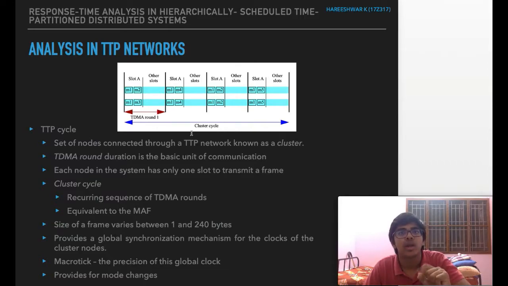Let's look at what a cluster cycle is. A cluster cycle is a recurring sequence of TDMA rounds, as you can see clearly from the image, and it is equal to an MAF.